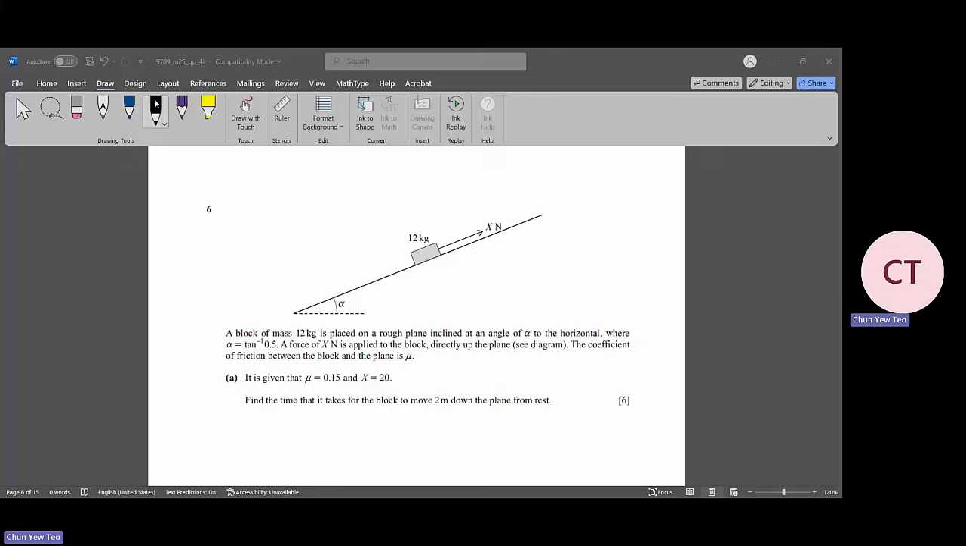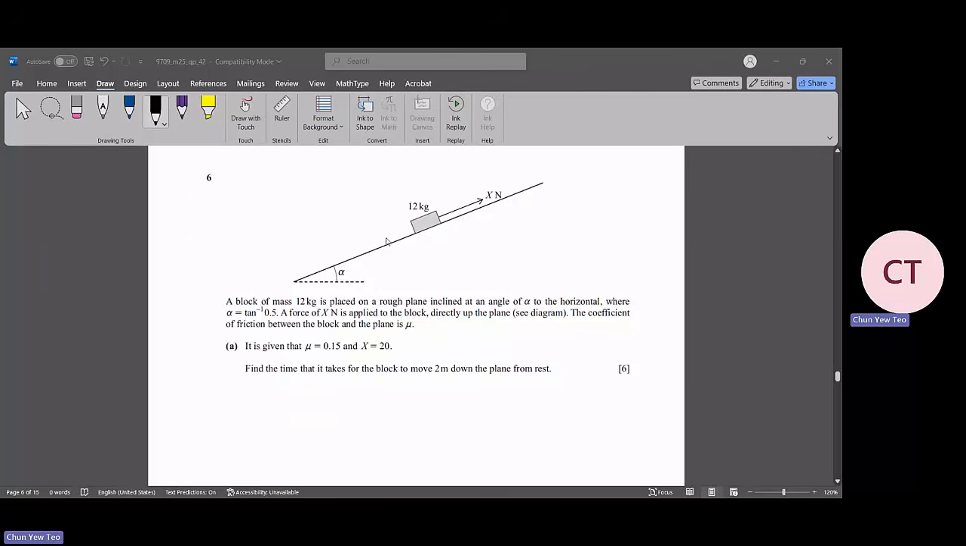Let's take a look at question number 6. We have a block of mass 12 kg placed on a rough inclined plane at an angle of alpha to the horizontal. Rough plane, that means we have frictional force, where alpha is equal to the arctangent of 0.5. A force of X Newton is applied on the block directly up the plane. The coefficient of friction between the block and the plane is mu. Given that mu is equal to 0.15 and X is equal to 20, find the time it takes for the block to move 2 meters down the plane from rest.